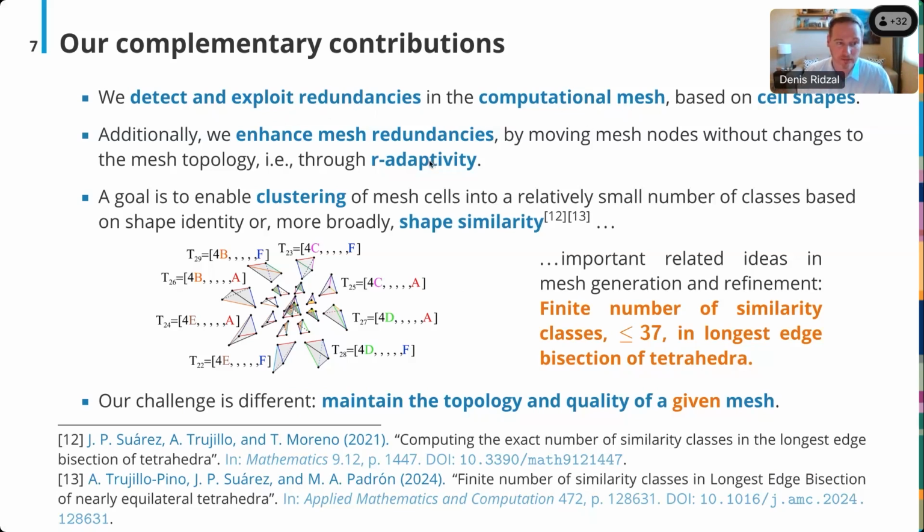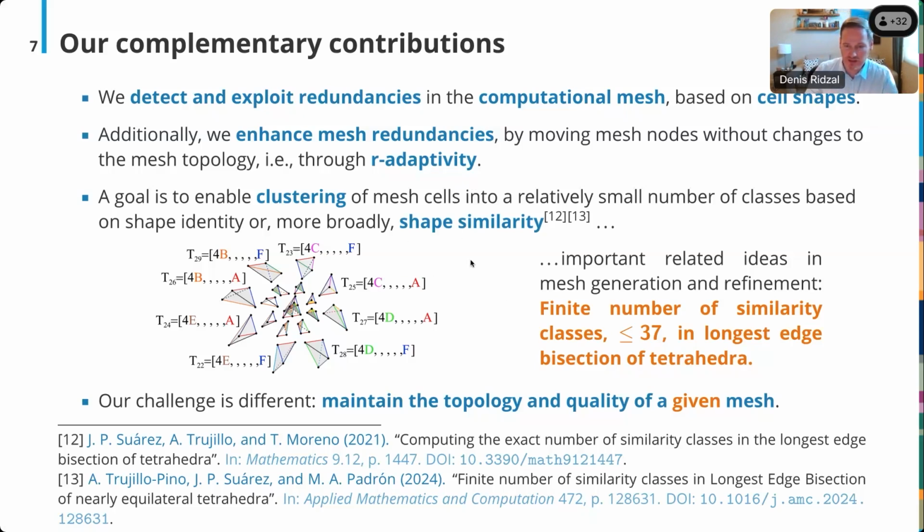Now, additionally, and this is a harder task, we would like to enhance the mesh redundancy by moving the mesh nodes. And we don't want to destroy the mesh topology, so these will be our adaptive methods. Our goal fundamentally is to enable clustering of mesh cells into a small number of classes that are based on identity of cells or more broadly similarity.